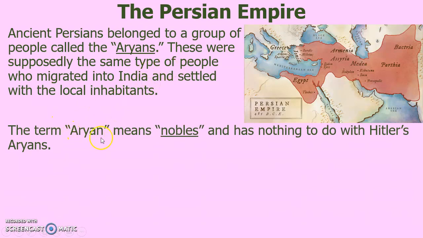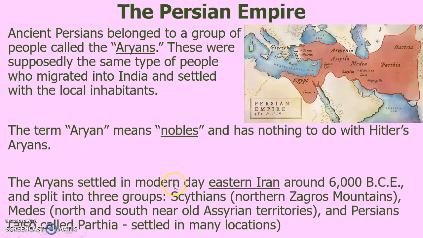The term Aryan means nobles and has nothing to do with Hitler's Aryans. The Aryans settled in modern-day eastern Iran around 6000 BCE and split into three groups. The Scythians, who lived in the northern Zagros Mountains, up here. The Medes, who lived north and south near the old Assyrian territories, so here. And Persians, also called Parthia, who settled in many locations. So even though on the map it says it's here, they were actually all over, and we're going to talk more about them.